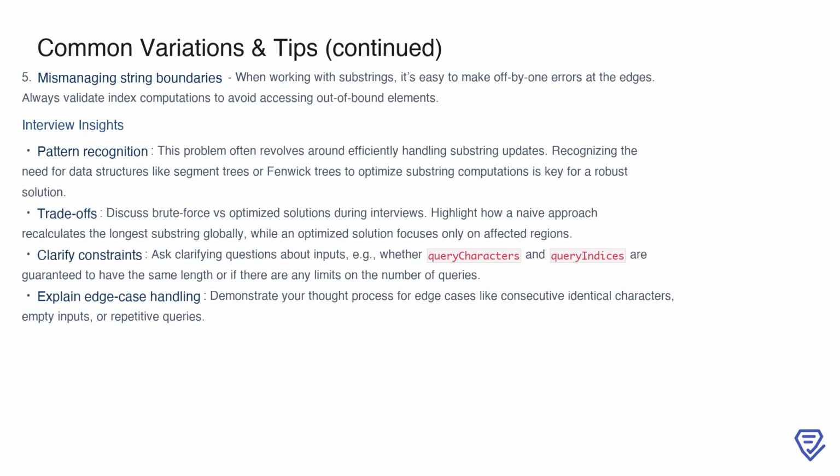Mismanaging string boundaries is another common challenge. When working with substrings, off-by-one errors can occur at the edges, so it's important to validate all index computations thoroughly to avoid accessing elements outside the string.